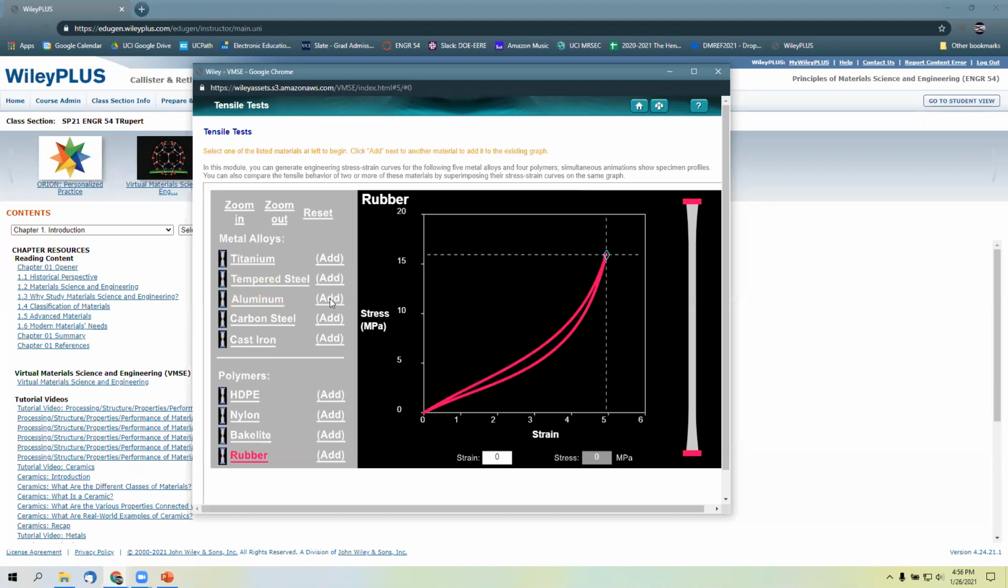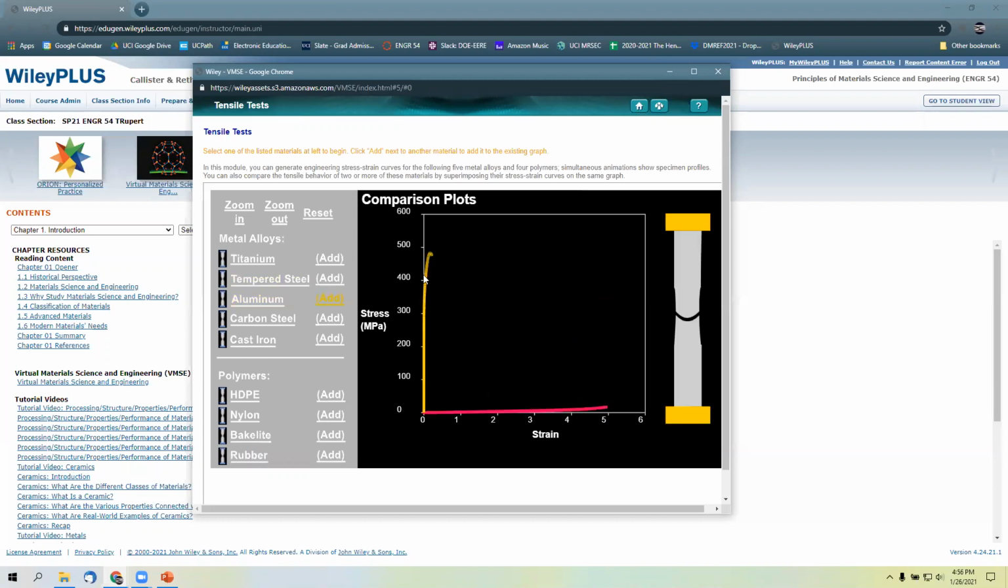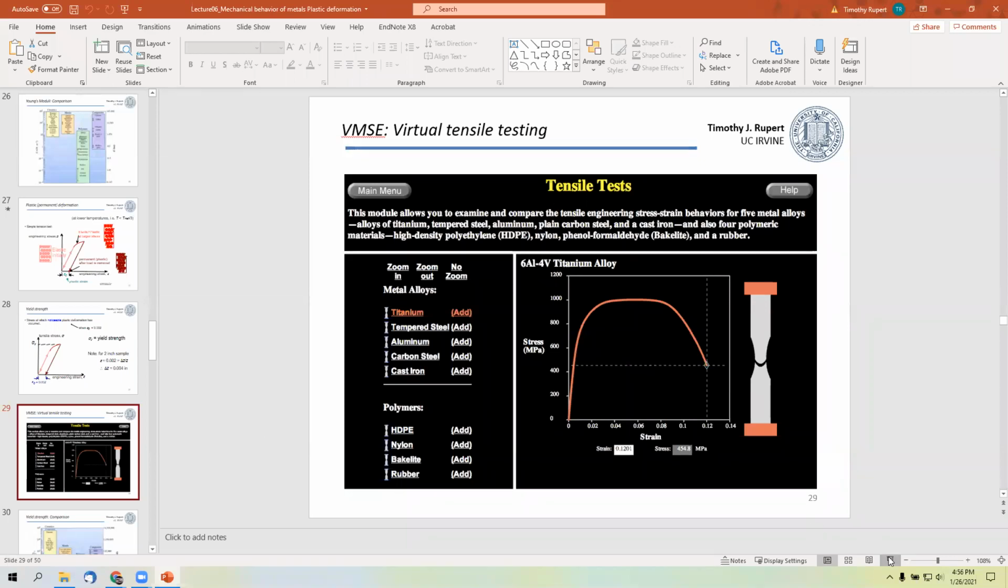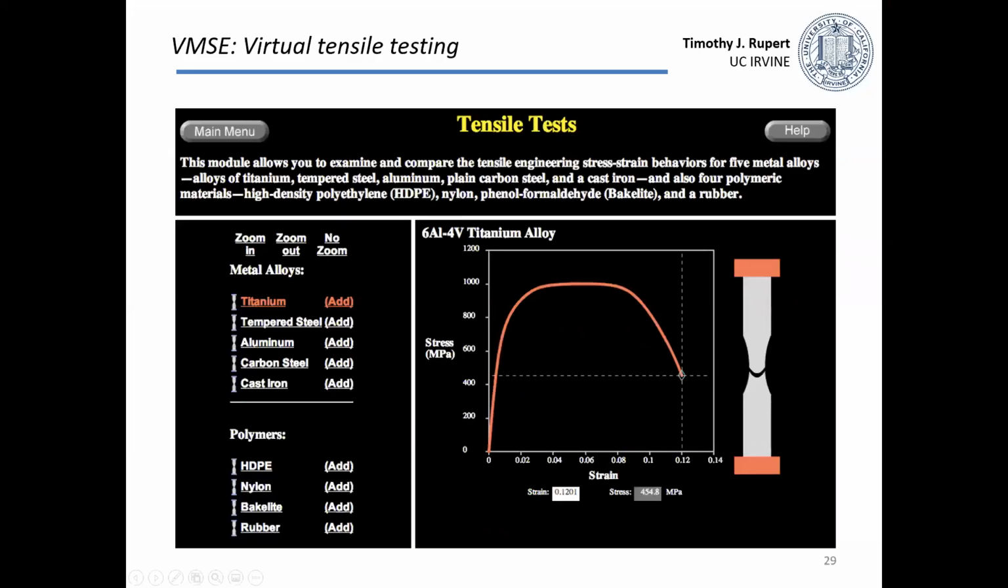We can compare that with the aluminum. The aluminum is much higher strength, much lower strains. Okay, so that's a helpful tool for getting a feel for what these curves look like and how different materials behave.